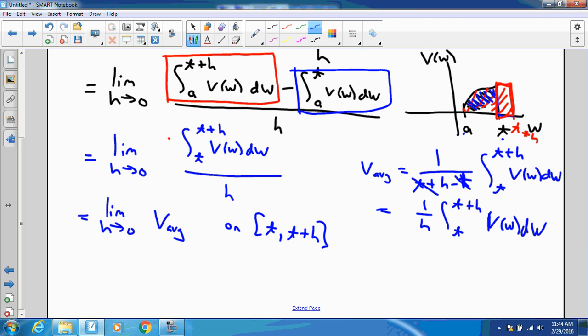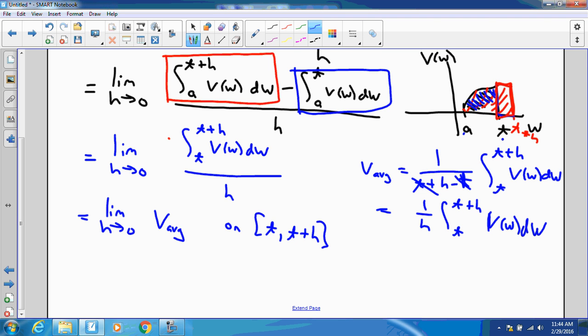Why didn't you take off the other part of the area? That's a good question. I was subtracting two areas. And so what I said was, if I subtract these two areas, then what I have left behind is just the area that was not canceled. Does that help? Yep.